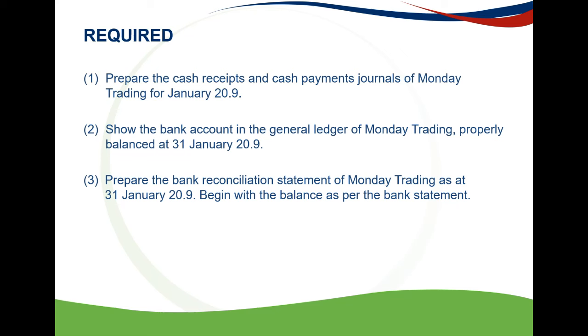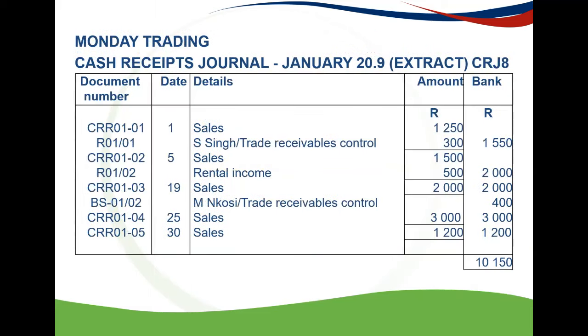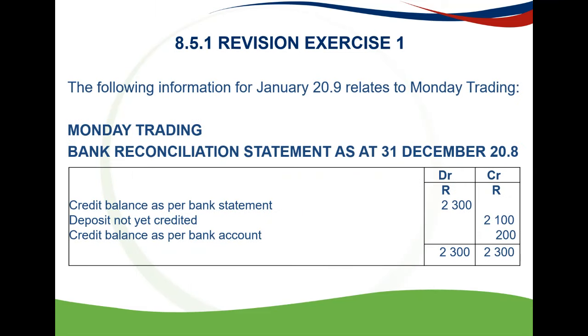Now, when we looked at the steps that we need to take, or the procedure with the bank reconciliation, it said if there was a previous month bank reconciliation done. So if there's a previous month's bank reconciliation statement, that must first be compared with the current month's bank statement. Now we know that there is a bank reconciliation statement for December 20.8.